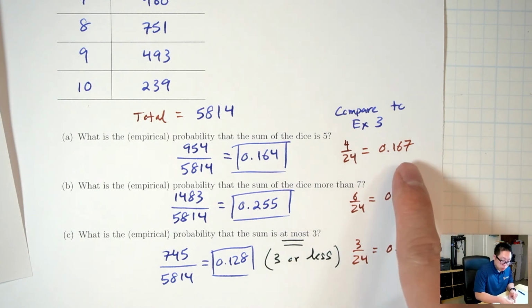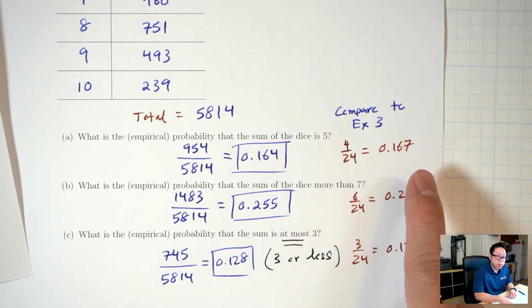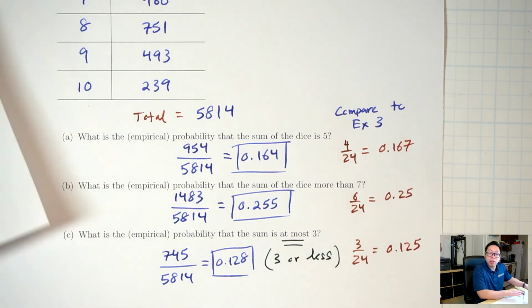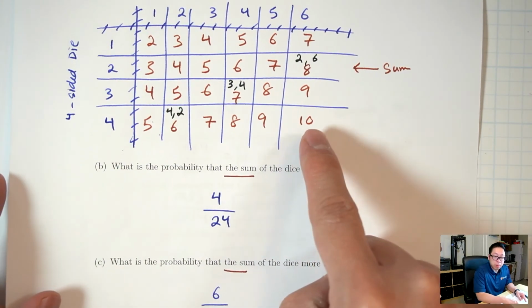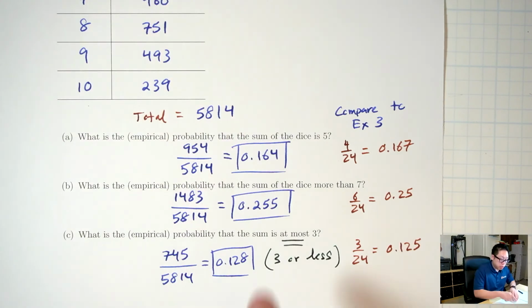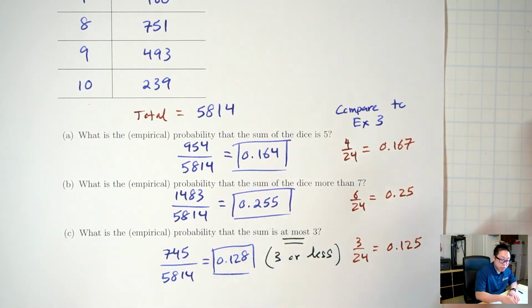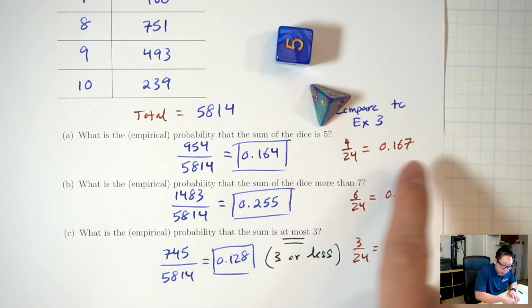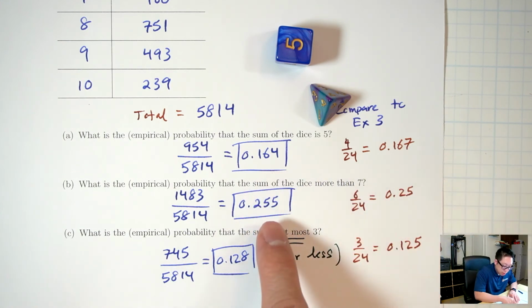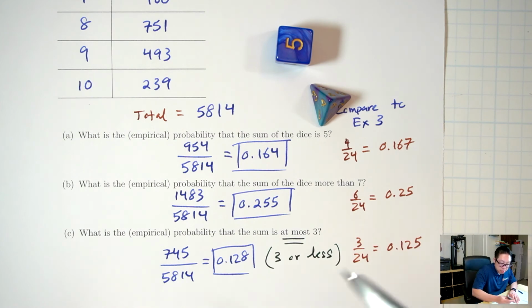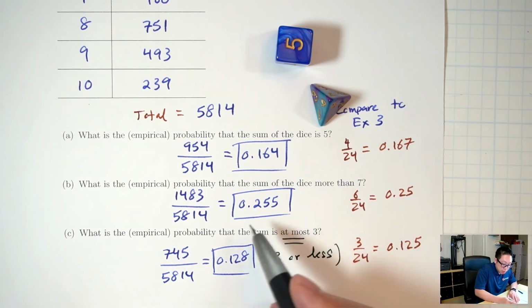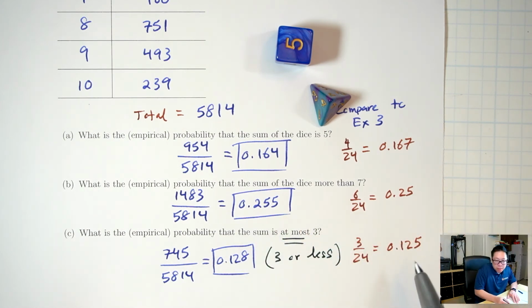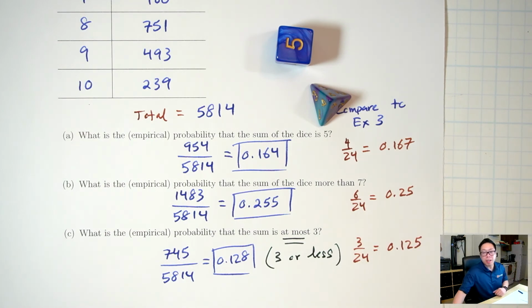So these are probabilities I got from doing it theoretically, from just thinking about what could happen and counting from there, versus the numbers I got from actually rolling the dice. Notice they're actually about the same, right? 0.164, 0.167; 0.255, 0.25, which means 0.250; about the same. 0.128, 0.125, about the same. Okay, and that's the point of what's on the next page.